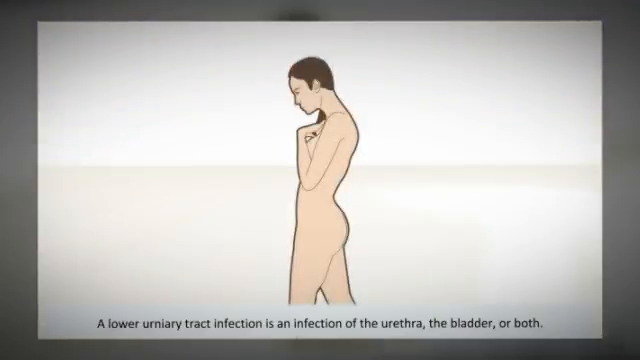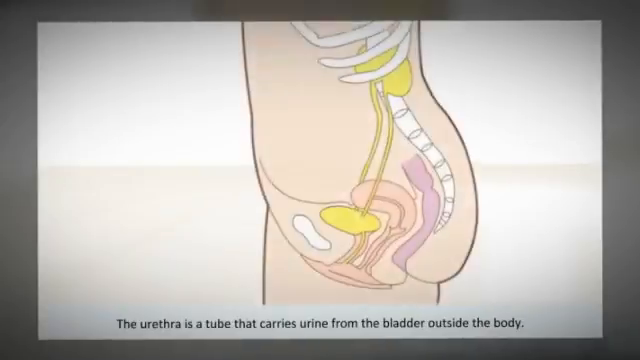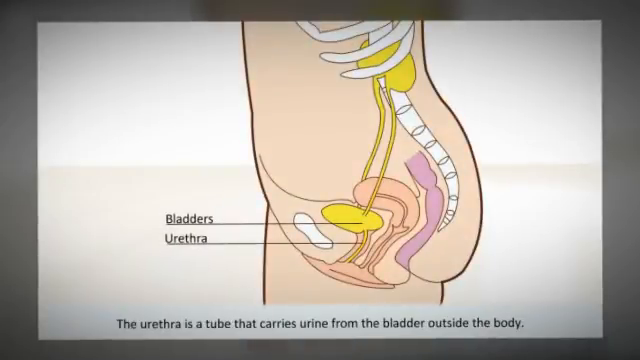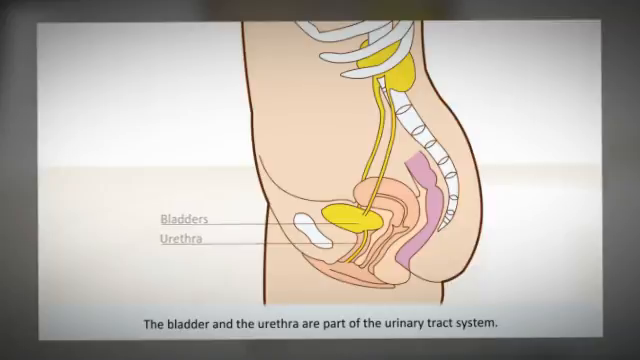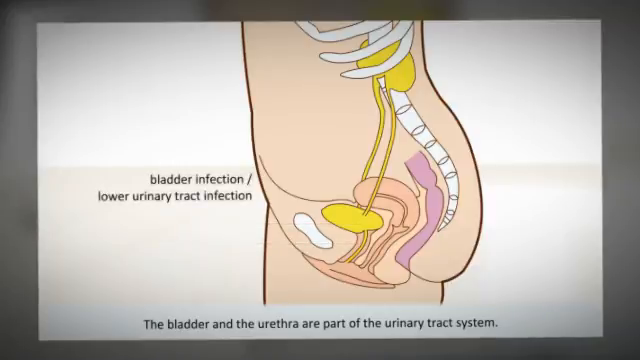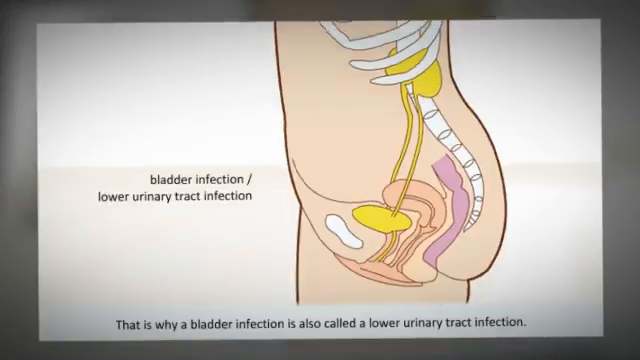A lower urinary tract infection is an infection of the urethra, the bladder, or both. The urethra is a tube that carries urine from the bladder outside the body. The bladder and the urethra are part of the urinary tract system. That is why a bladder infection is also called a lower urinary tract infection.